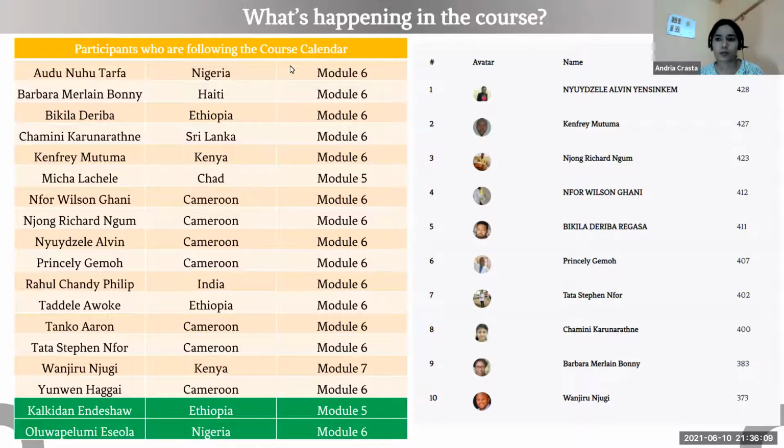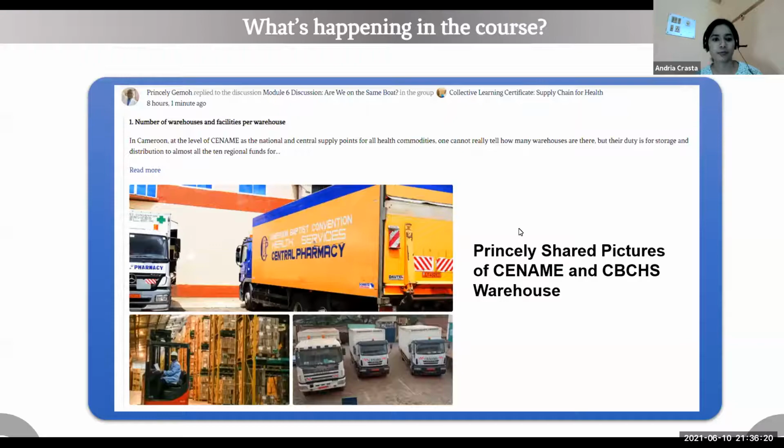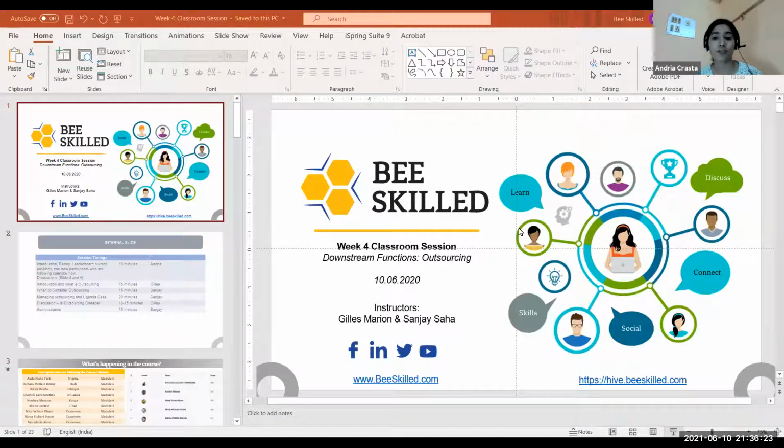I think we can move on to the next slide. And this is a discussion from the 6th module. Princely has shared pictures of the warehouse at Siname and CBCHS, the Cameroon Baptist Convention Health Services. I think it is good to see that, and it would be great if others could also share pictures of the warehouse of their workplace if they can.